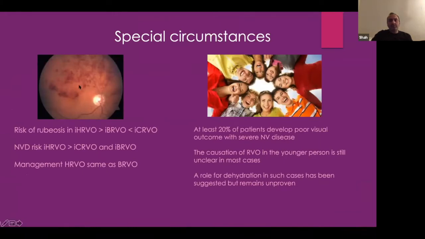I've just put up some facts here, which might make sense to you anyway. Generally, development of rubeosis is commoner with ischemic central retinal vein occlusion, and then hemiretinal vein, and then branch, which makes sense. But with new vessel disease, ironically, hemiretinal vein occlusion is more likely to cause that than ischemic central retinal vein occlusion. And just remember, if you've got a hemiretinal vein occlusion, the management is the same as branch retinal vein occlusion. I will come to why that is important in a minute, because we've only talked about anti-VEGF therapy, but there are other ways of treating this condition.